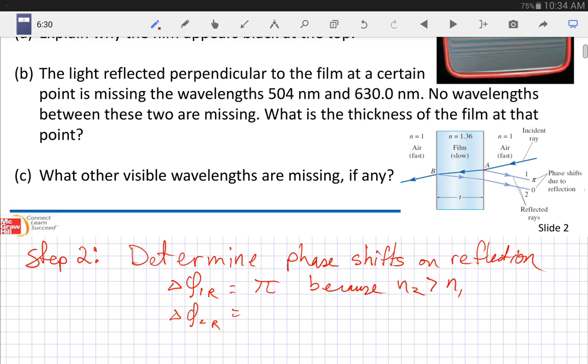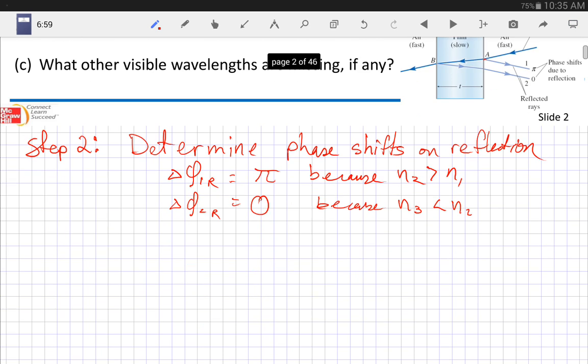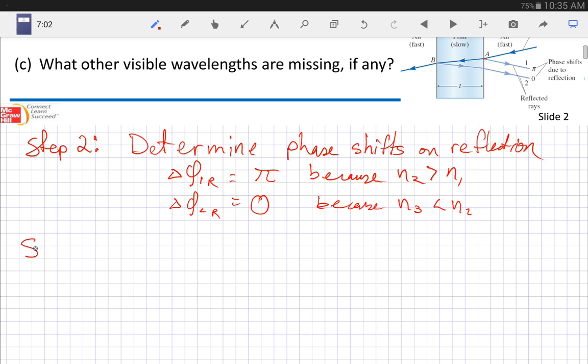So now we look at the second one, going from the film to air. Do I have a phase shift of pi there? No. Why not? I'm going to use 3 and 2 here just so it doesn't confuse us. Because the one that it's reflecting off of has a lower index of refraction, then it has no phase shift. So we've done step 2. Step 3. Luis, what was step 3? Not fair, he wasn't here. Okay, step 3 was to determine the phase shift for our path.